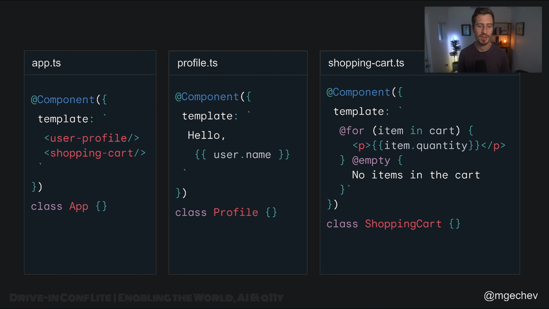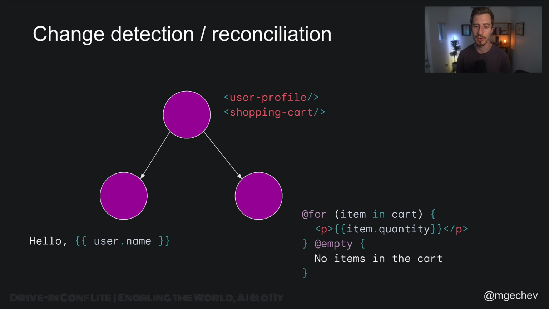That's it. From here, the framework is going to build the following component tree. We have the app component at the root, we have the user profile component on the left, and we have on the right the shopping cart component.